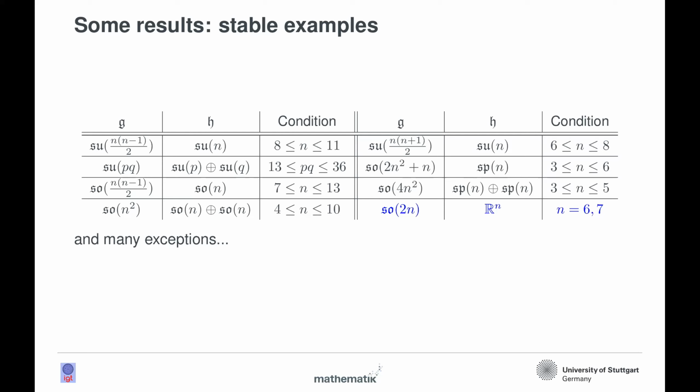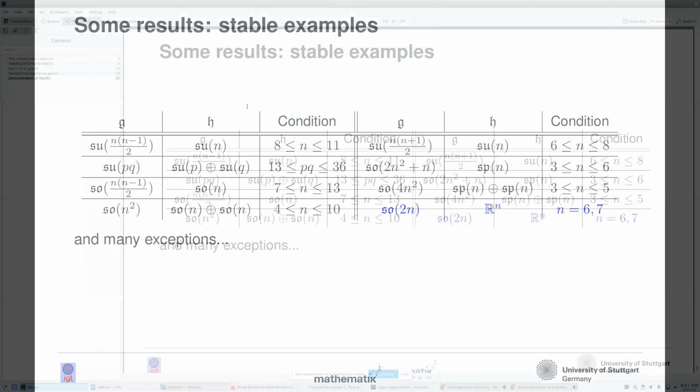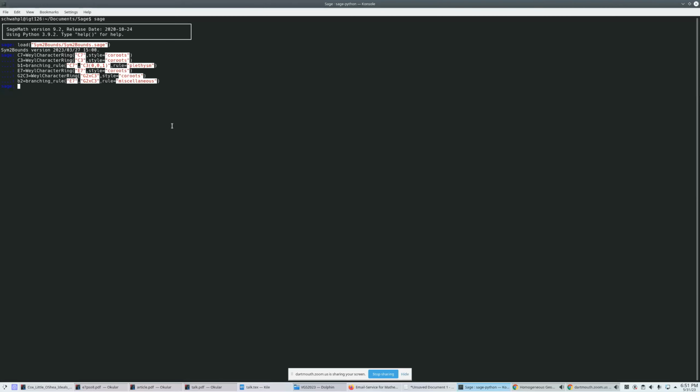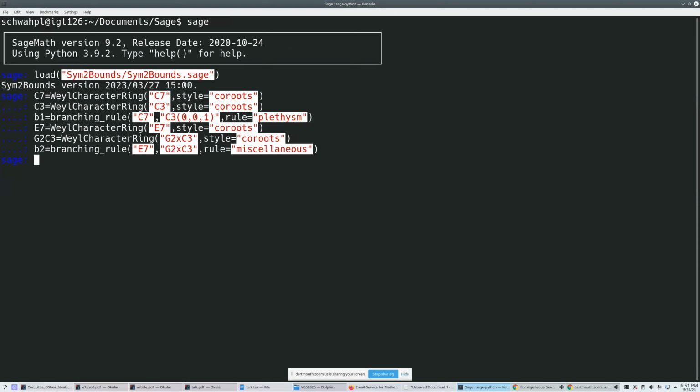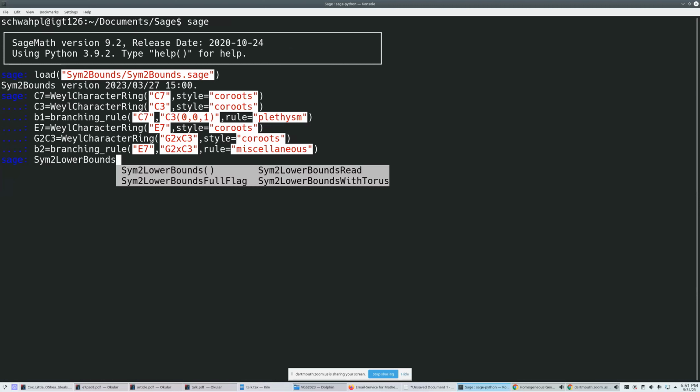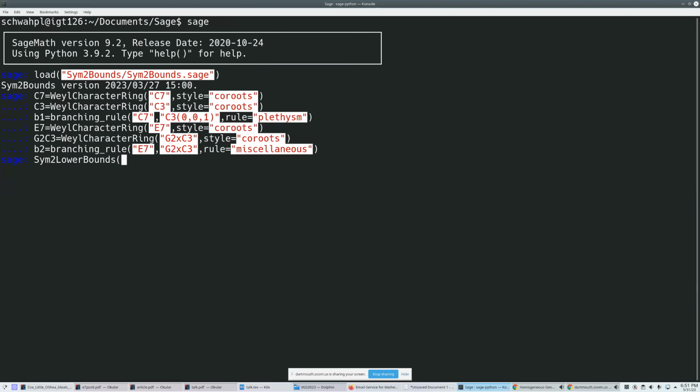If you like, I can show you briefly this program in action that I have prepared. I hope you can see this. Let me explain what happens here. We take C7, so this is Sp(7), C3, so Sp(3), and the branching is also implemented here. If we do that, then this program does precisely what I described.